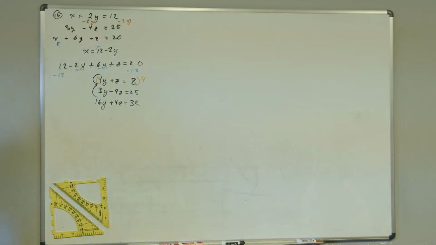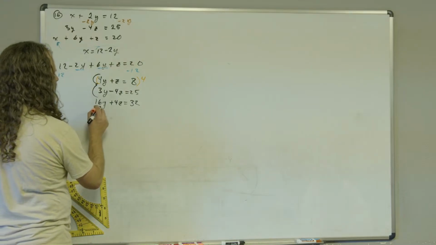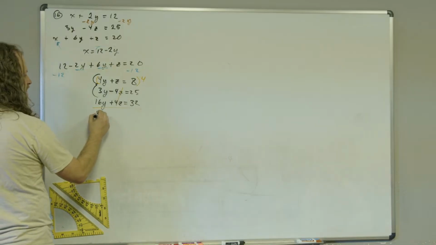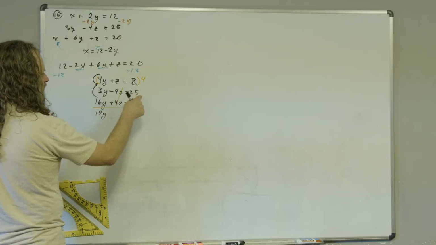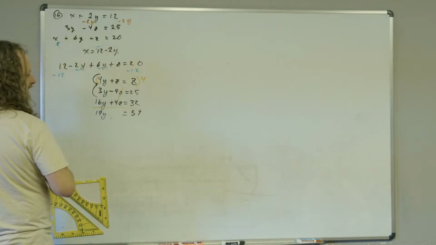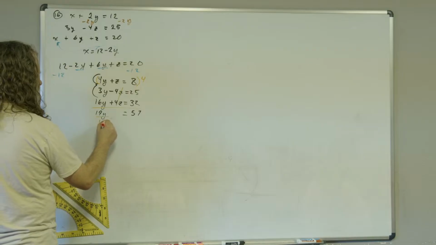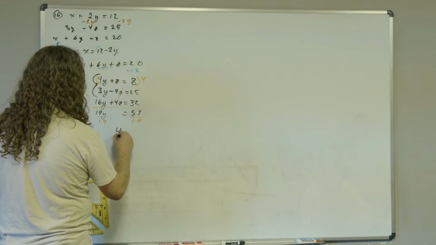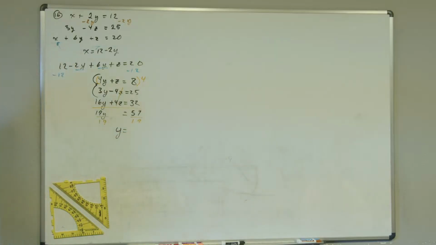Okay. Then we eliminate, right? Those cancel. 3y plus 16y is 19y. 25 plus 32 is 57. Then we divide by 19. What does y equal? 3.